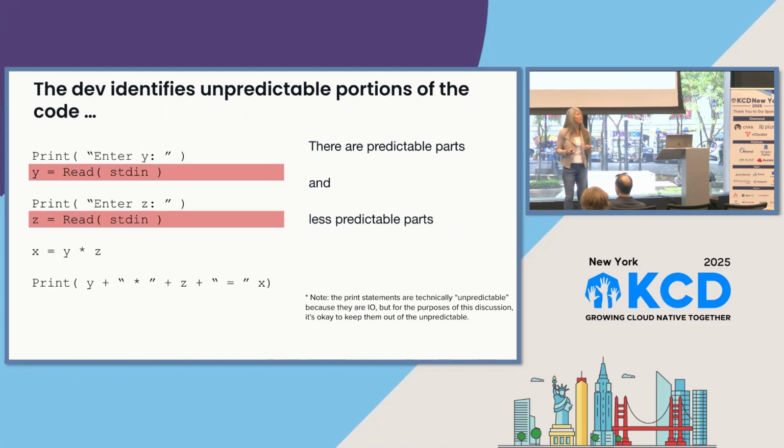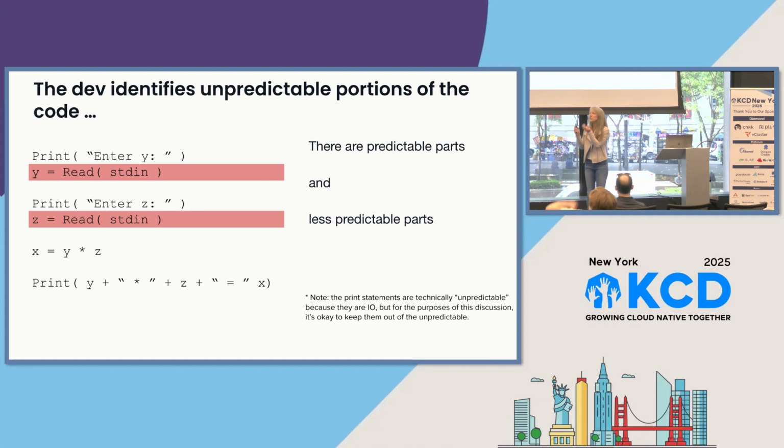And so if we take this application now, the developer needs to think about: okay, here are the less predictable parts. Here are the parts that if I run it one time, the next time it could be different. And I need to identify those. Now, I'm going to ask you to suspend disbelief for a moment because all I/O is unpredictable. And of course, the print statements are technically I/O. But just for simplicity's sake, let's just take the reads as the less predictable parts.